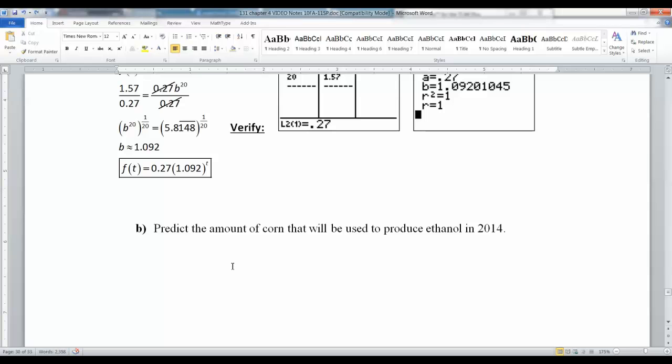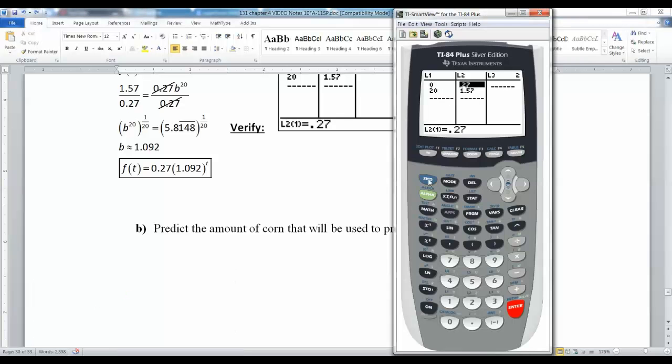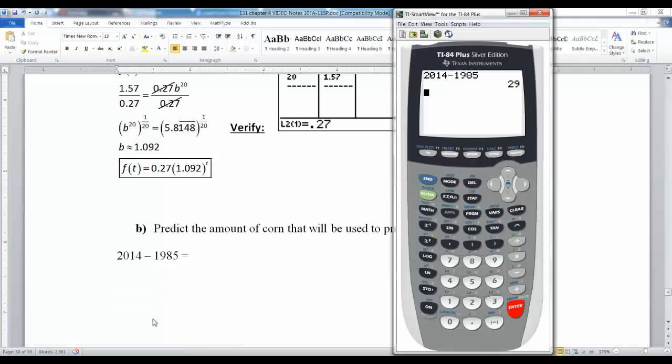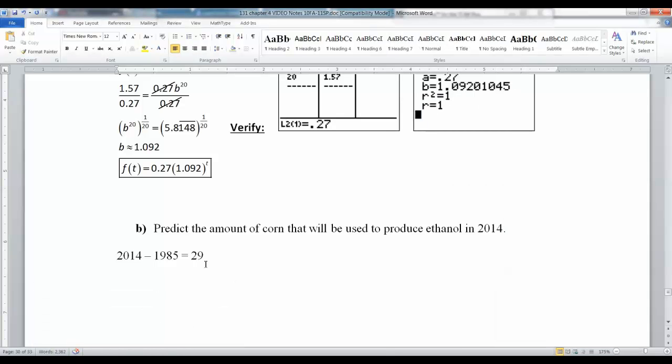All right, now let's predict the amount of corn that will be used to produce ethanol in 2014. The first thing you're going to have to do is figure out t for 2014. So let me grab my calculator again. 2014, take away 1985, because that was my starter year, is equal to 29. So there's my t value. t is equal to 29.